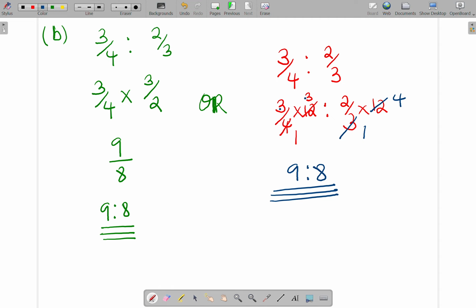So this is how you can work with ratios that are given to you in fraction notation.